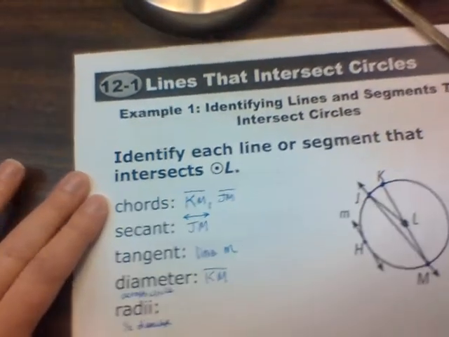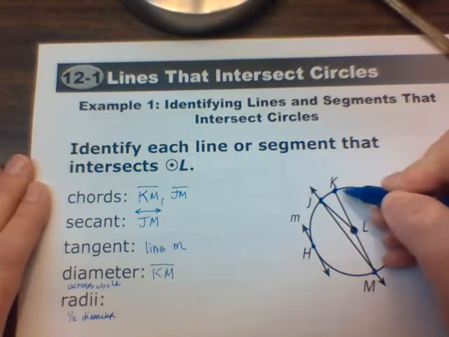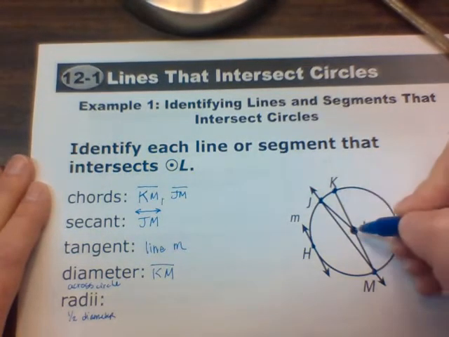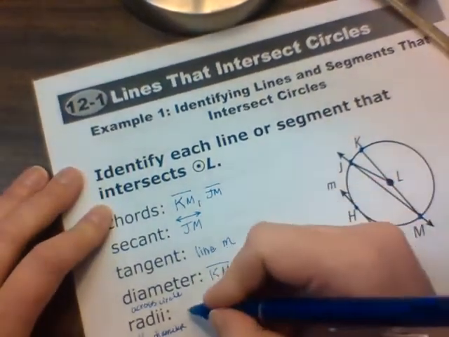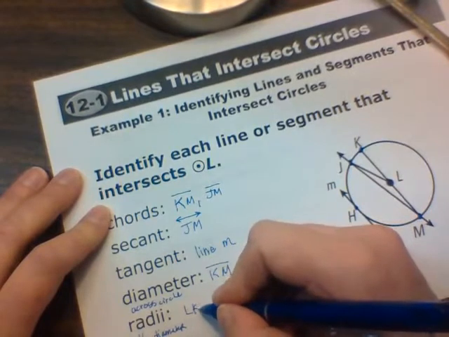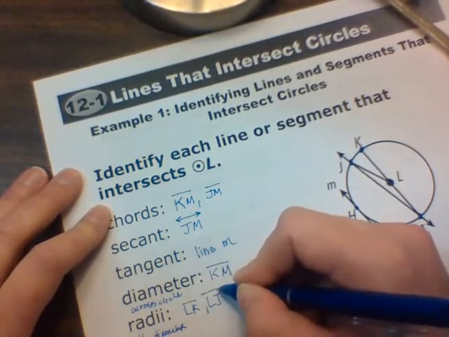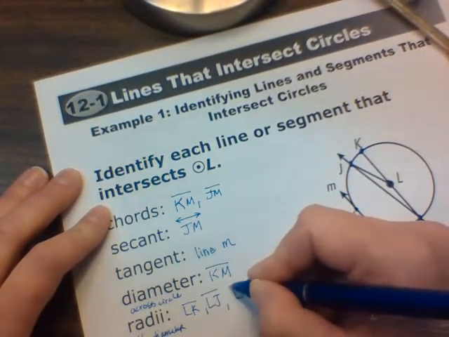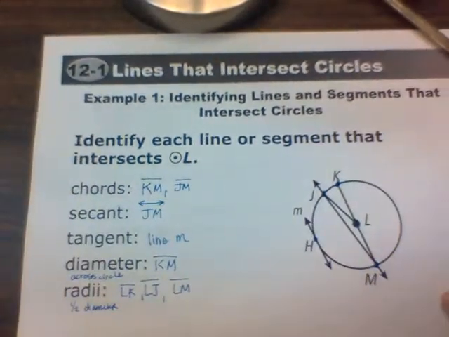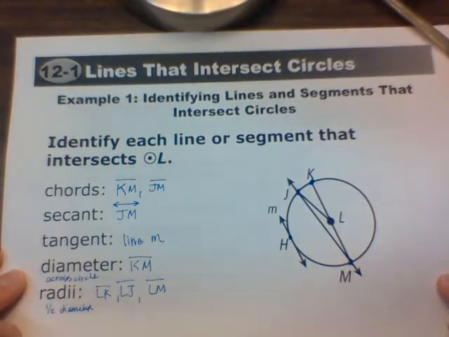And our radii, there's actually quite a few of them because it goes from the middle of the circle out. So we could do Lk, Lj, Lm. As long as it has an L in it, it's probably a radii. So Lk is one of our radius, and it's a segment. Lj is one of our radii. It's a segment as well. And Lm. All right. So that was just the terminology that we now know. Chords, secants, tangents, and then diameters and radii.